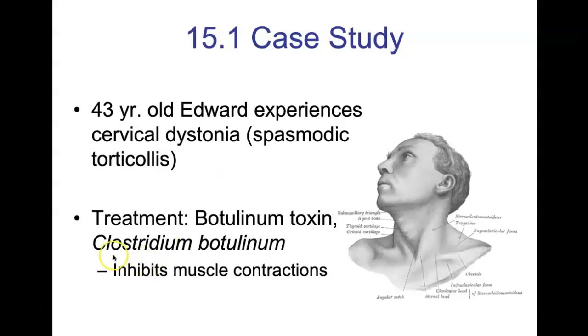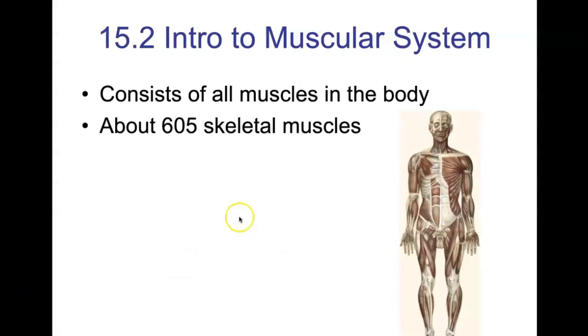So it's kind of interesting that this treatment is actually coming from a bacterium, and you guys know what a bacterium is from chapter 2, and the toxin is produced by Clostridium, which is a bacterium that has been successful in alleviating this condition. So let's move over to the introduction to the muscular system.